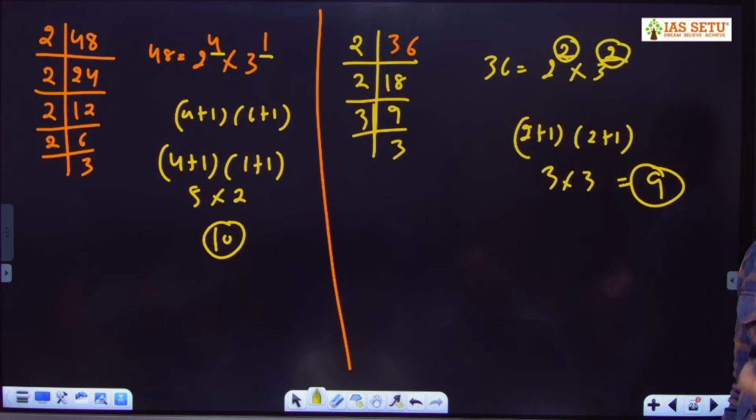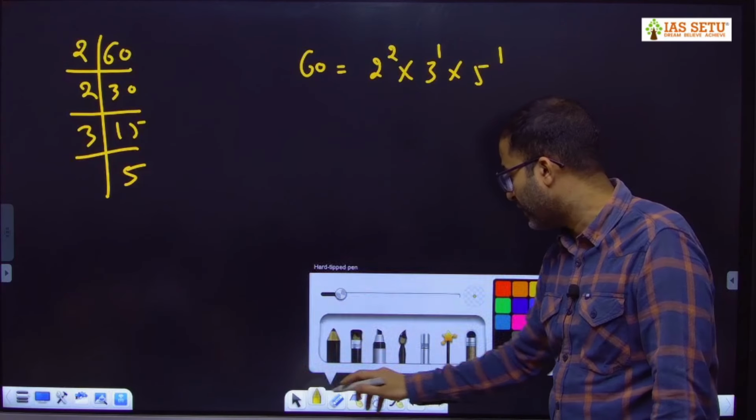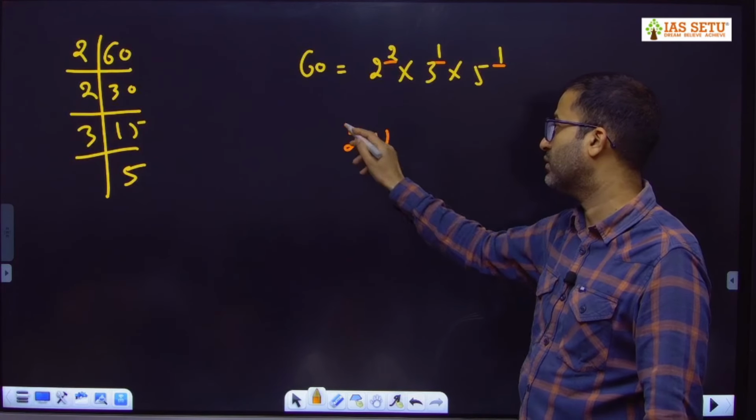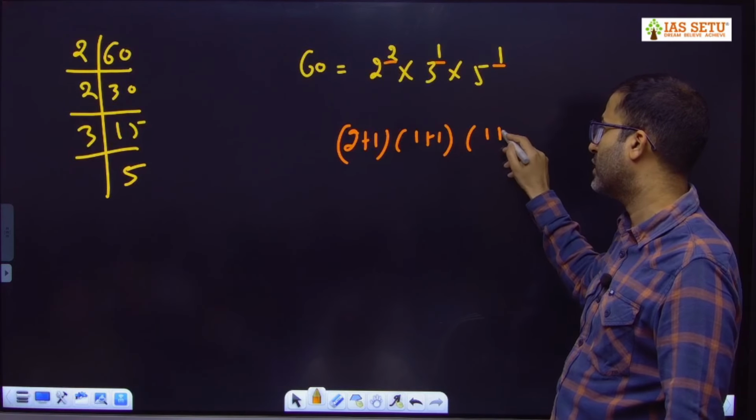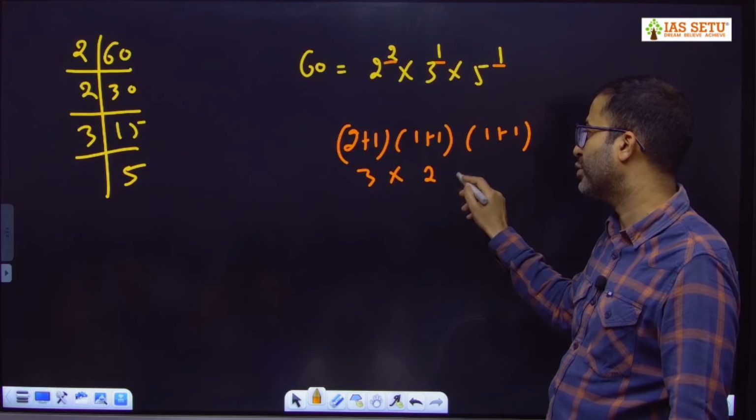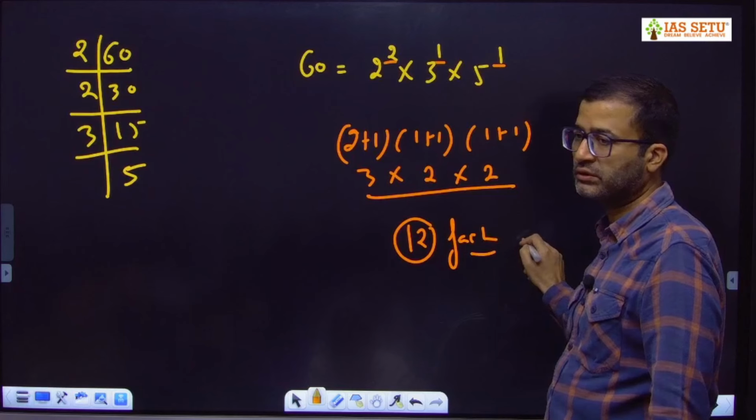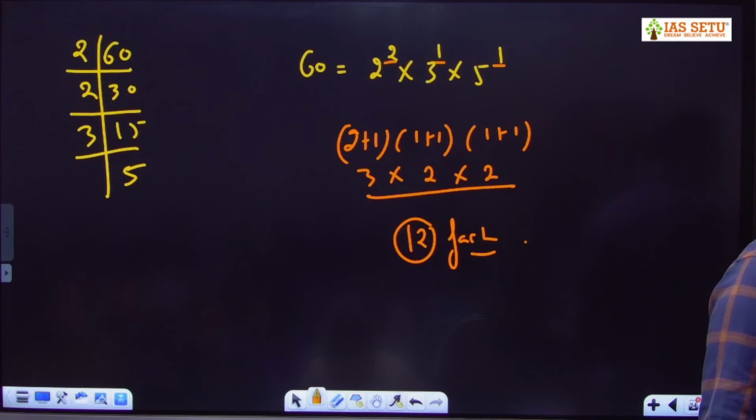Step by step, if still you are not comfortable. Category 1 student: 60. 2 common 30, 2 common 15, 3 common 5. So 60 is 2 to the power 2 into 3 to the power 1 into 5 to the power 1. The next step is in these powers add 1: 2 plus 1, 1 plus 1, 1 plus 1. So it is 3 into 2, 6, 6 into 2, 12. 60 has 12 factors.